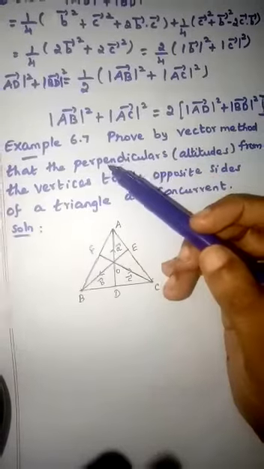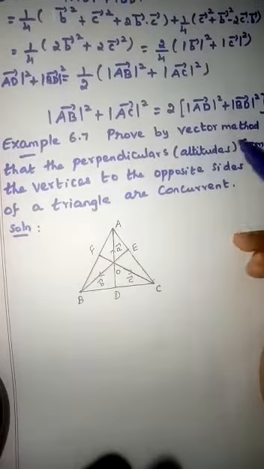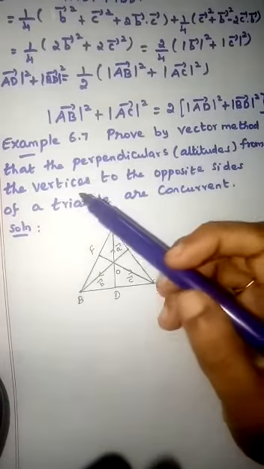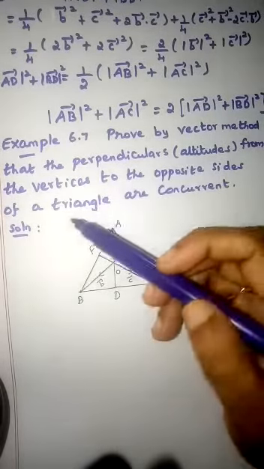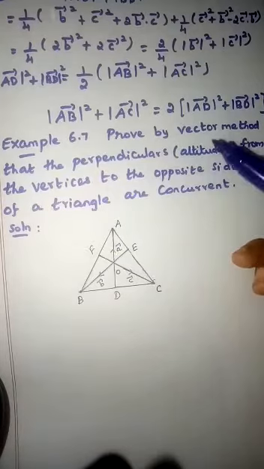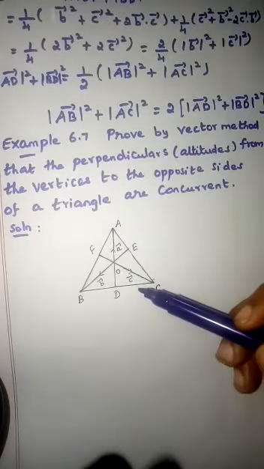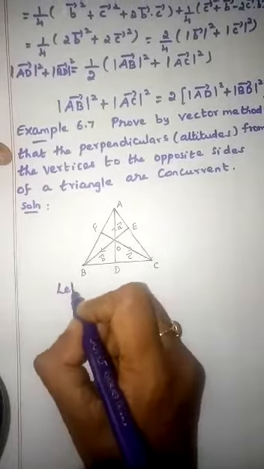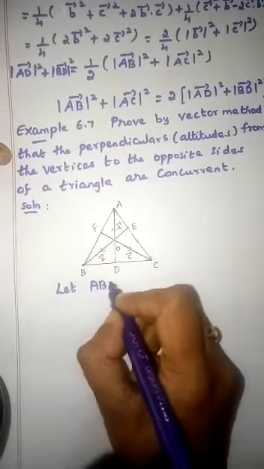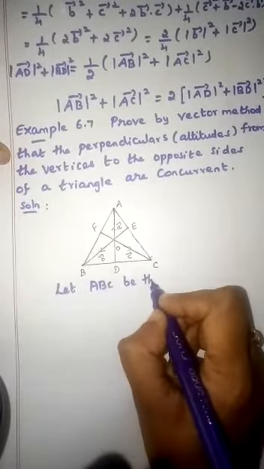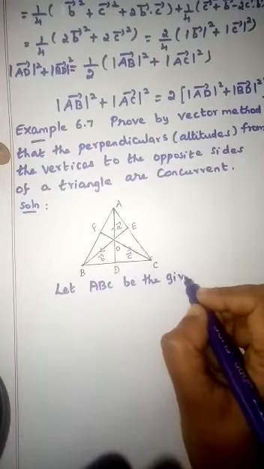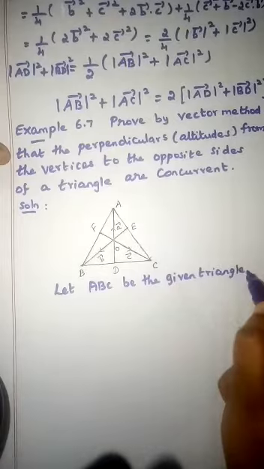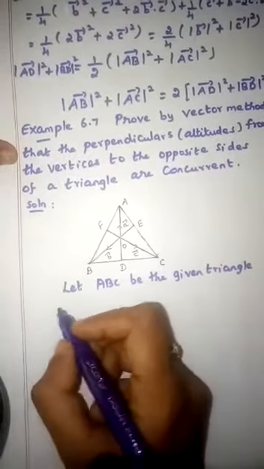Example 6.7. Prove by vector method that the perpendiculars, or the altitudes, from the vertices to the opposite sides of a triangle are concurrent. So you take a triangle. Let ABC be the given triangle, and you can take O as the origin.